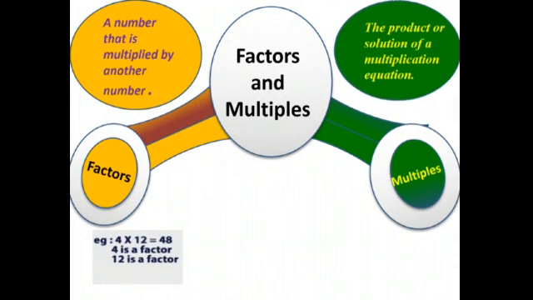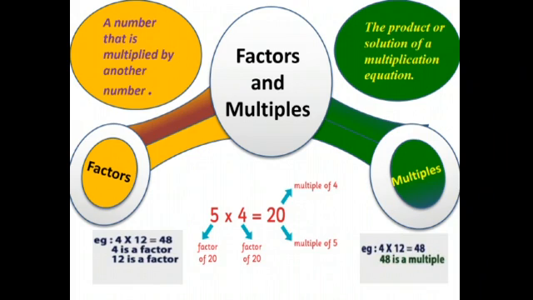Now what are multiples? The product or solution of a multiplication equation. Here the example is 4 into 12 equals 48, the same example. Here 48 is the multiple. 48 is a multiple of 4 and 12 both. See here, 5 into 4 equals 20. Here 5 and 4 are the factors of 20 and 20 is the multiple of 4 and 5.